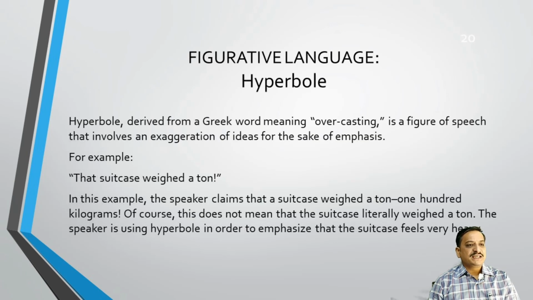And if we move on to the next, it is hyperbole. Hyperbole is derived from the Greek word meaning overcasting. It is a figure of speech that involves an exaggeration of ideas for the sake of emphasis. For example, when we say, "That suitcase weighed a ton." In this example, the speaker claims that the suitcase weighed a ton. Of course, this does not mean that the suitcase literally weighed a ton. The speaker is using hyperbole or exaggeration to emphasize that the suitcase felt very heavy.